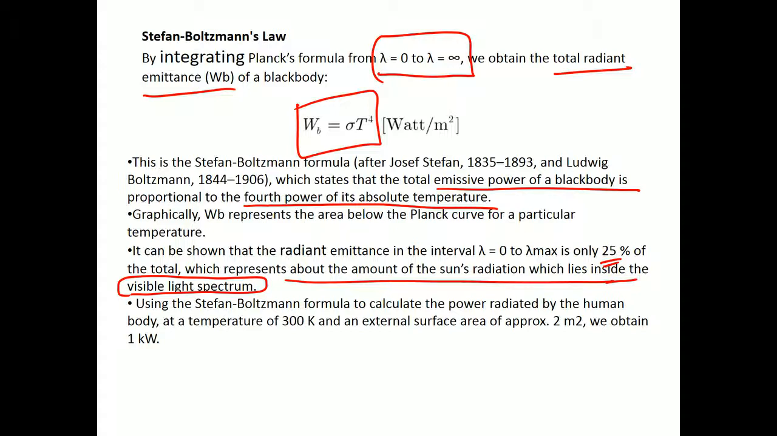Using the Stefan-Boltzmann formula to calculate the power radiated by a human body at 300 Kelvin, with an external surface of approximately 2 meter square, we obtain about 1 kilowatt. So, these are some interesting facts, but the important thing is the total emissive power that is emitted by a black body.